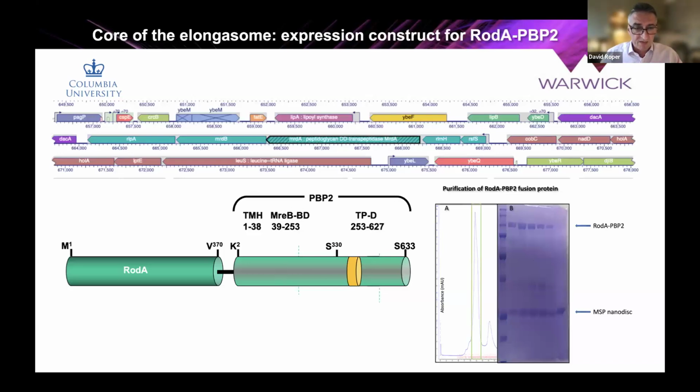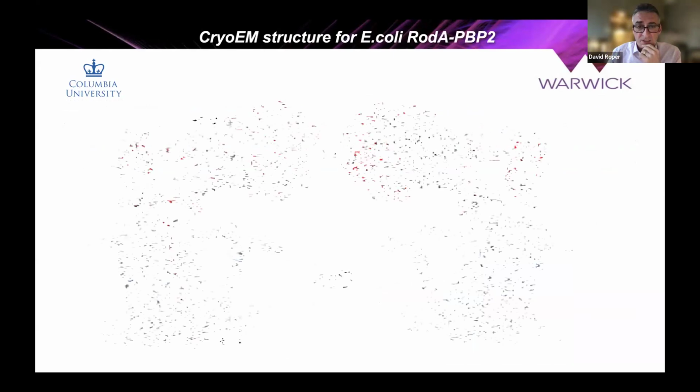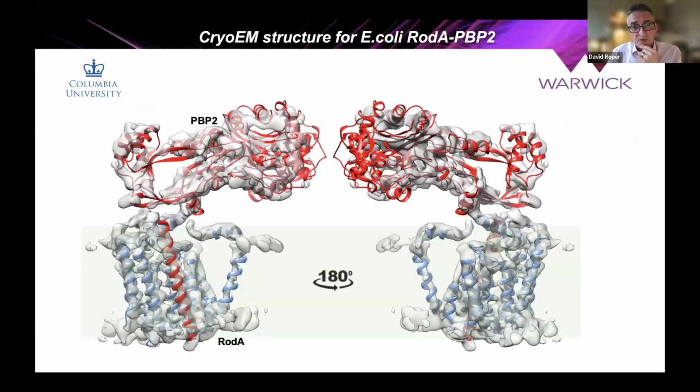So we have a fusion of RodA and PBP2, which we can express and purify. That is an integral membrane protein. So we use the membrane scaffold protein technology to extract that from membranes in a detergent-free context. And we were able to initially determine a 5 angstrom structure and then get down to around 3 angstrom, which you see here. So this is fascinating.